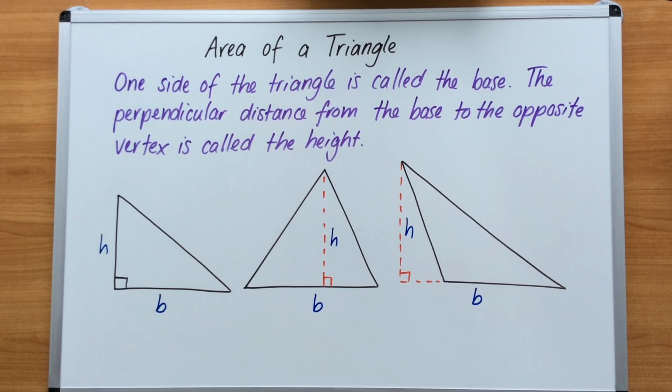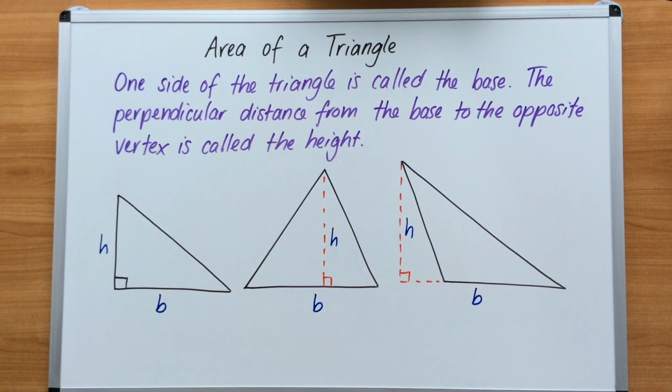In this video we are going to focus on area of a triangle. So one side of the triangle is called the base. If you look at the three diagrams here, you'll see a B for base. Yes, it's along the bottom. It's not always going to be the case. It depends on the way that the triangles are positioned, rotated, flipped, etc.